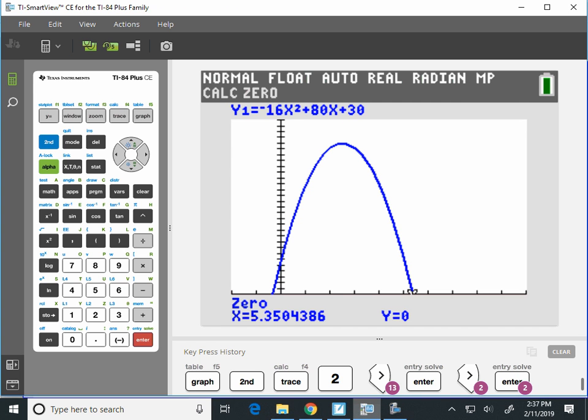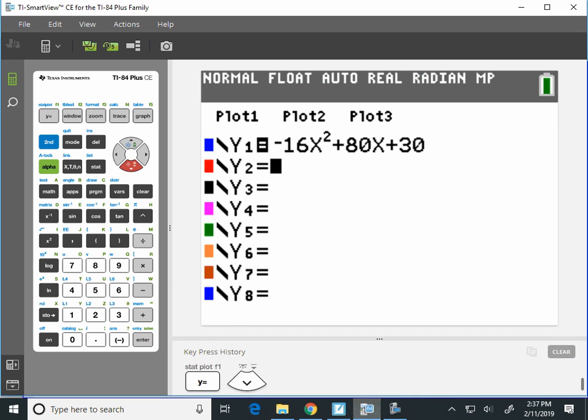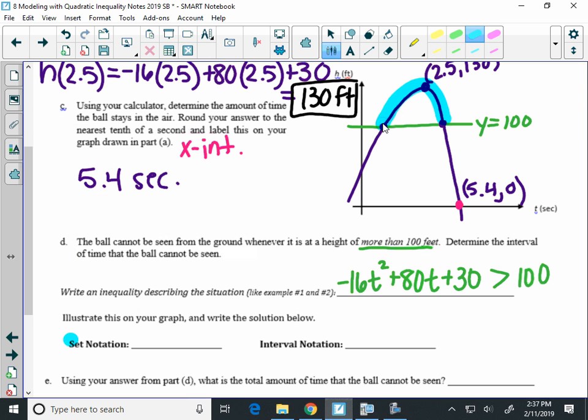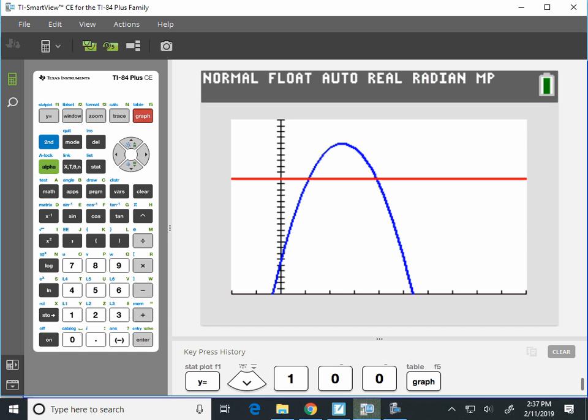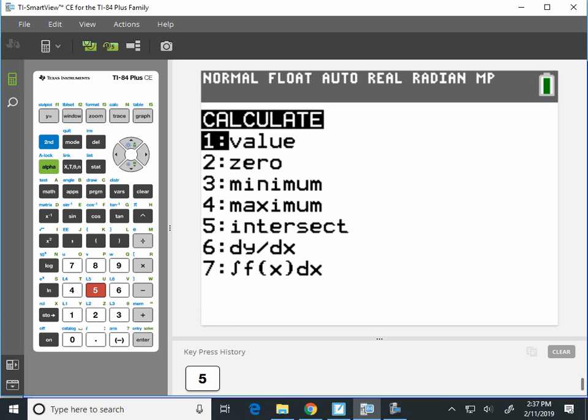So on our calculator, we need to go back in and add a second equation. We need to graph y equals 100. And when I graph that there, I'm going to need to do the intersection trace twice. So we'll do second trace, option 5, intersect.